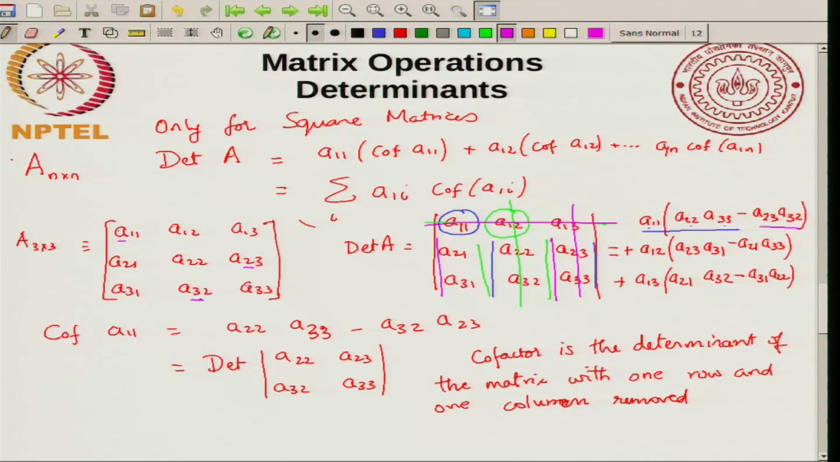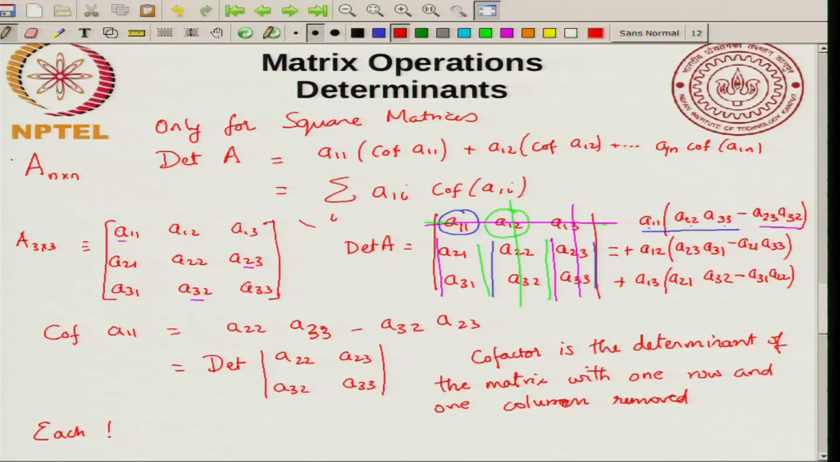So, each term in the determinant contains exactly one element from each row and each column. You can never have a product that involves two elements from the same row or two elements from the same column. Every product has one element from each row and one element from each column. I will just make a note of this.